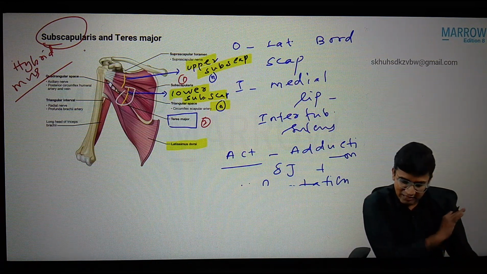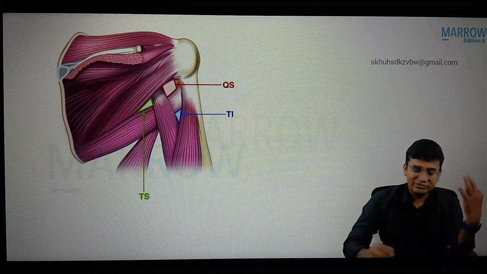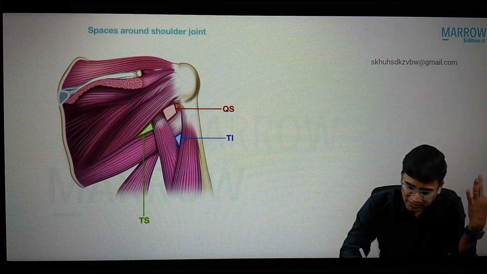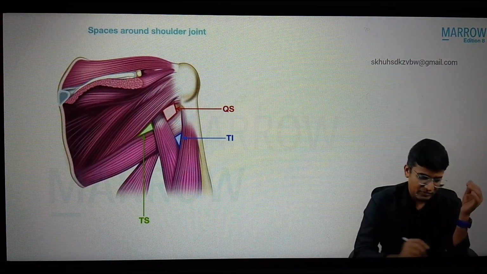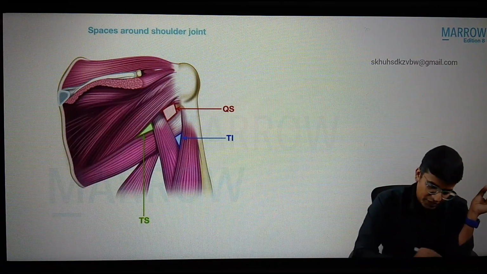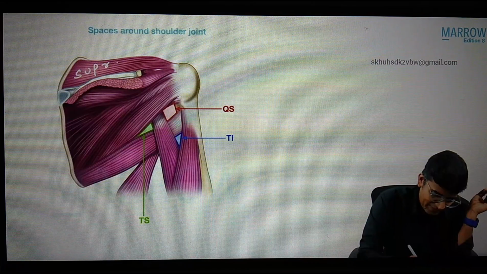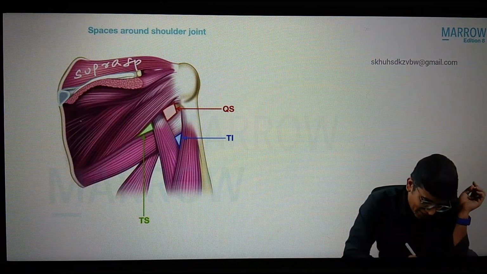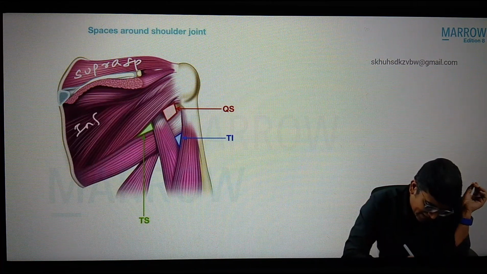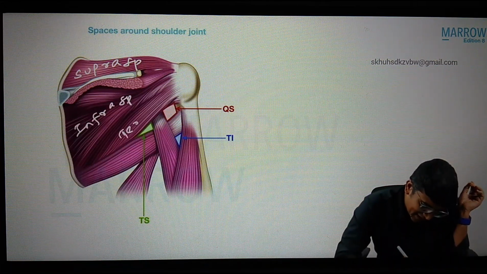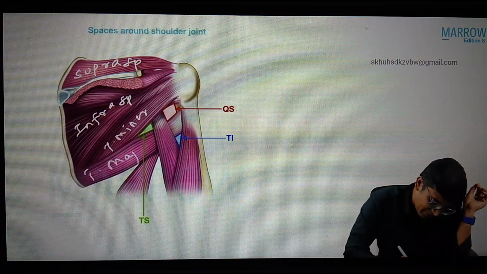Right. So now after finishing these muscles, between these muscles we have some spaces. We have three spaces. One space is quadrangular in shape and two are triangular. Okay, now see the diagram. This is the back side, posterior view. This is supraspinatus, above the spine. Deltoid we have removed, and this is our infraspinatus, below that this is teres minor, and this is teres major.